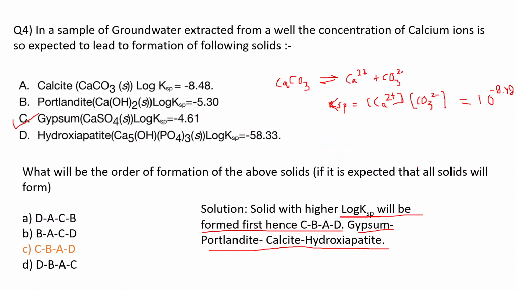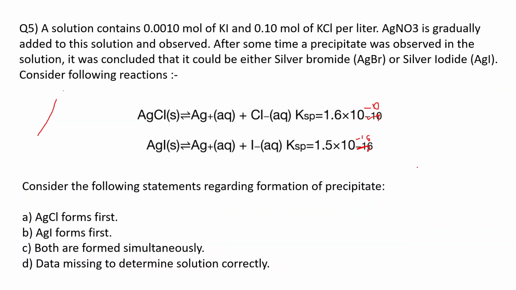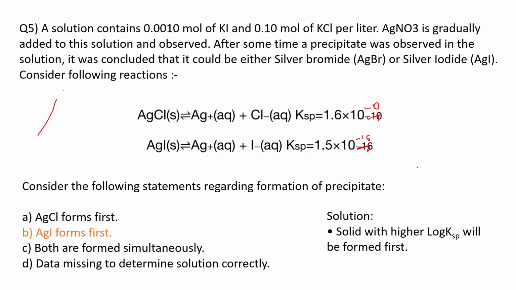This question is very similar to question number 4, and it can be easily answered which will be formed first, AgCl or AgI, based on the KSP values. We need to find out the log KSP. Then we can say that the precipitate having higher log KSP will be formed first. So the answer is AgI forms first. So solids with higher log KSP will be formed first.